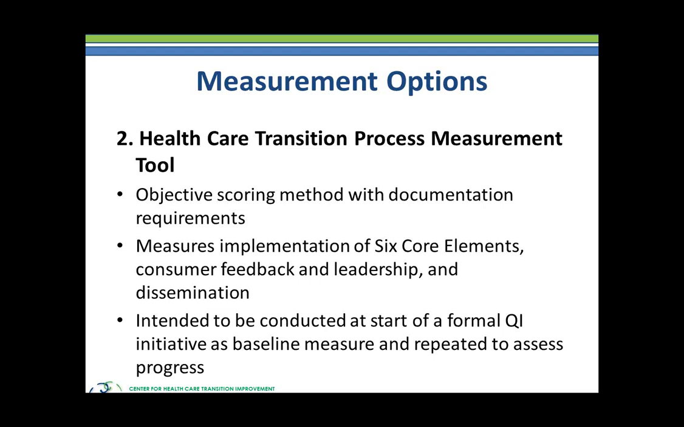The other is a much more formal measurement tool. It's an objective scoring method. Our national NCQA asked us to develop this. It measures the implementation of these 6 core elements, including consumer feedback and leadership and dissemination. It's really intended if you're going to start a very formal quality improvement process. Next.